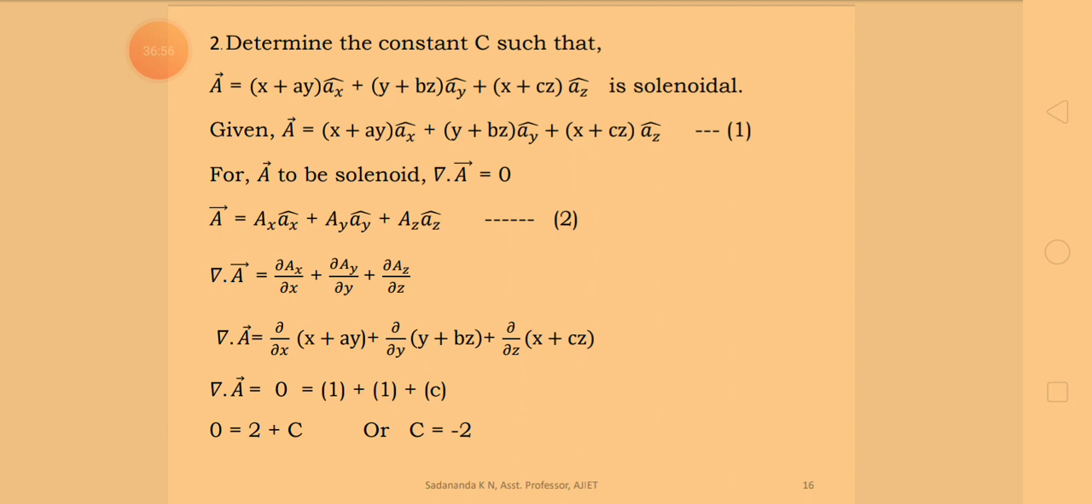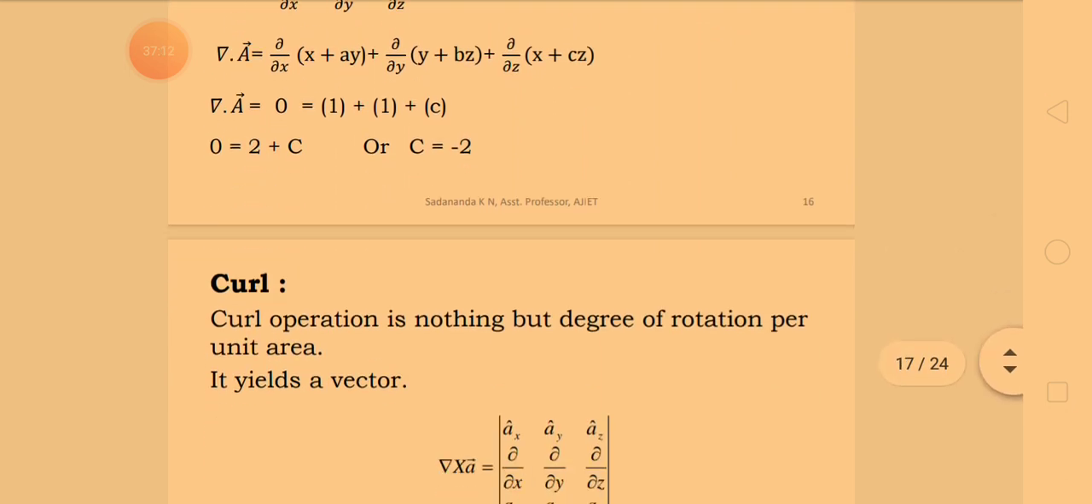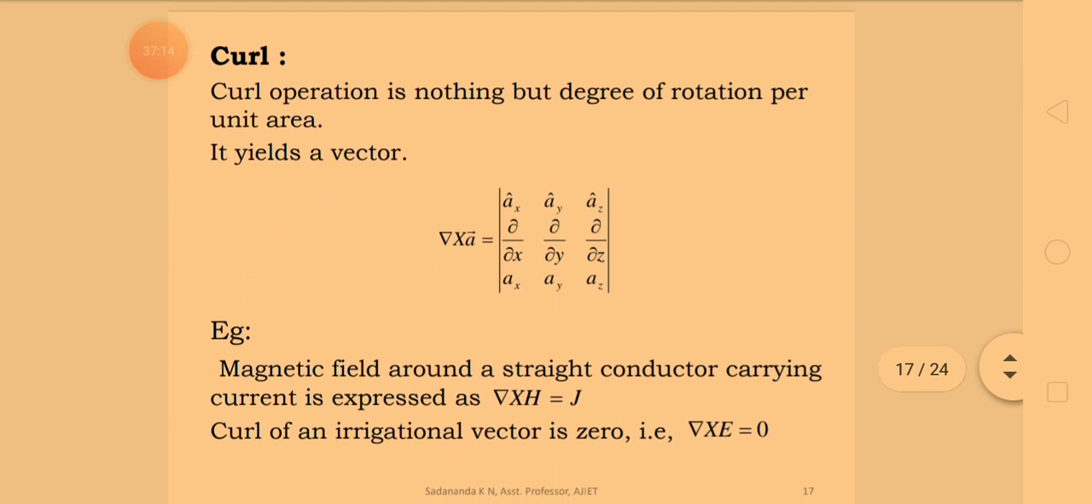But we considered that for a solenoidal vector, the divergence is equal to 0. Therefore 0 is equal to 1 plus C, so C equals minus 2. That is the constant we have solved. So the answer for this problem, the value of C, is minus 2.